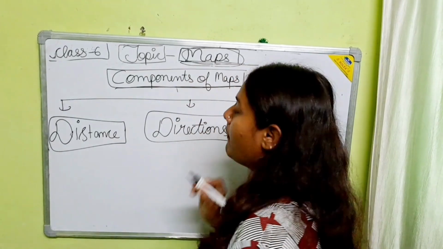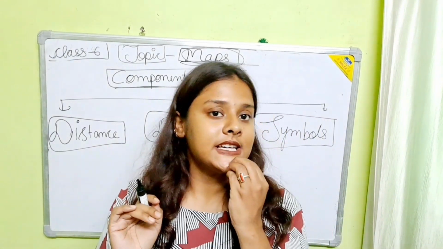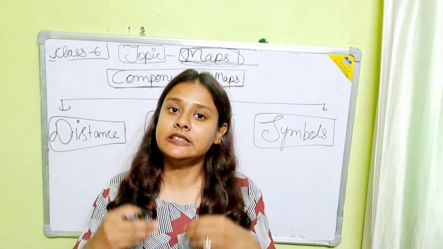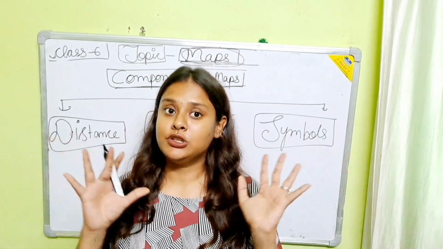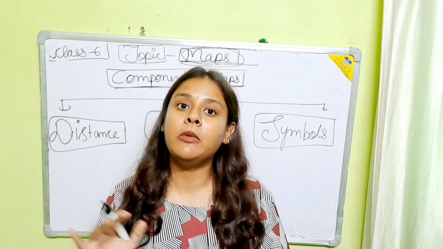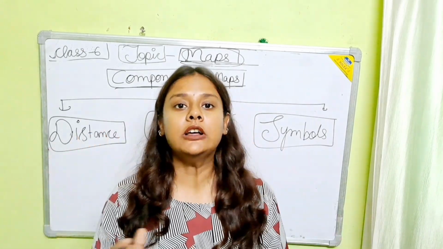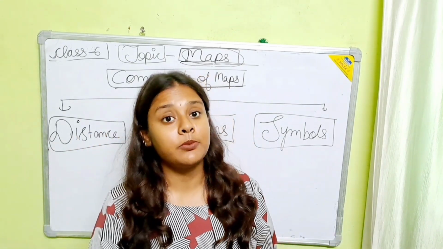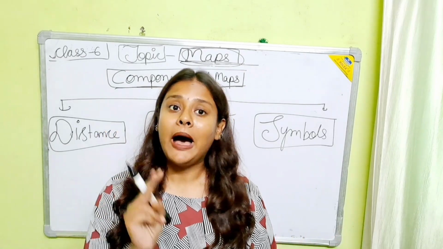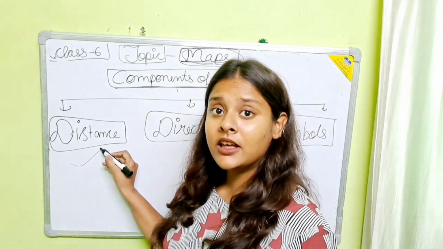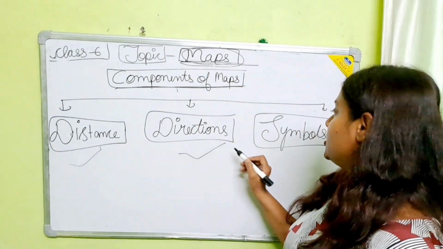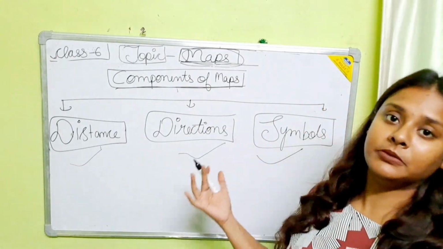Components of maps. After discussing what a map is, the types of maps: political, physical and thematic, and having shown you the political and physical maps of India, now we are going to discuss the components of maps. A map consists of three components. The first component is distance, the second is direction, and the third is symbols.